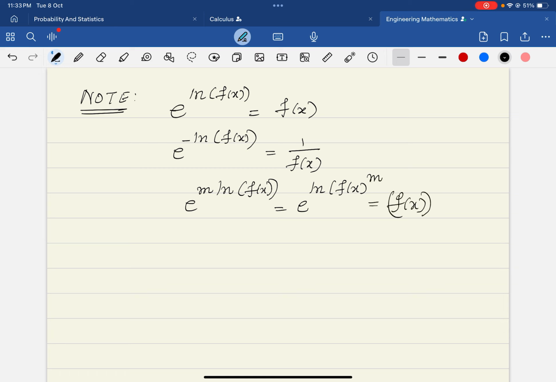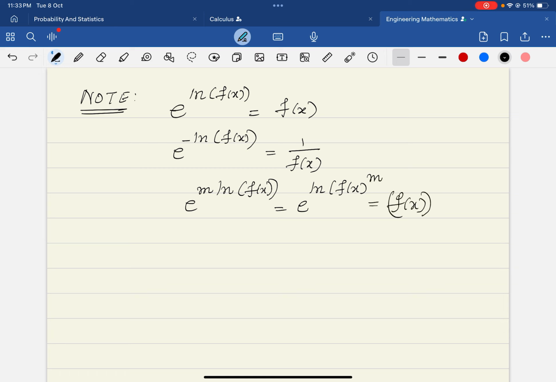Okay. So these are the important things: e power ln of any function f of x is f of x. And e raised to minus ln of f of x is 1 over f of x. And e raised to some constant m times ln of f of x is f of x power m. Understood? So this is the note you can understand. And now I am going to do the problem.